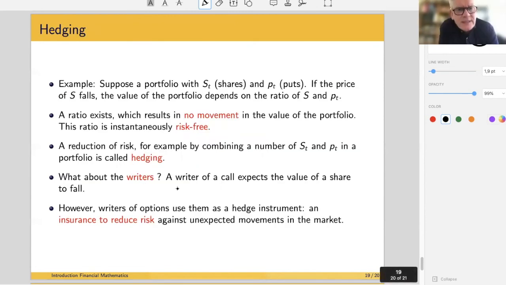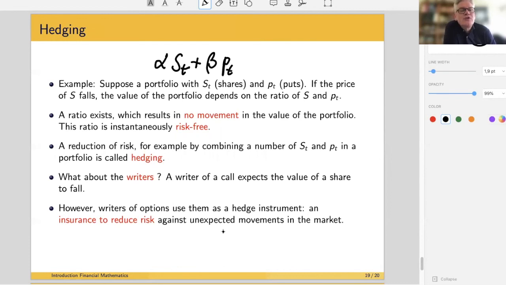So this is a slide that gives you some food for thought. We looked at the stocks and the puts individually. But now suppose you have a portfolio that consists of alpha stocks plus beta puts.